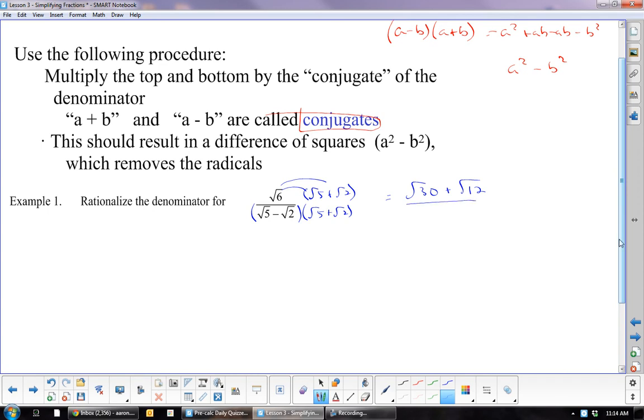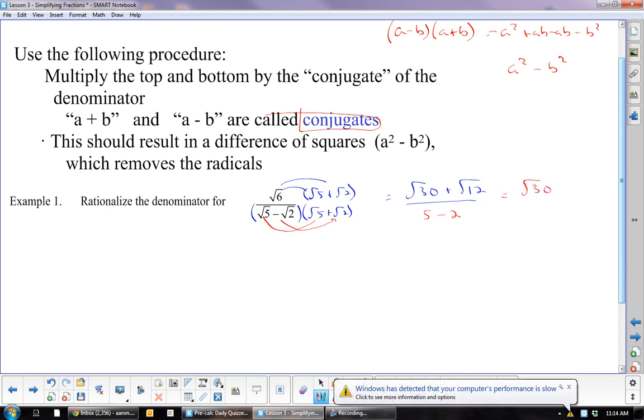And root 30, any perfect squares in there? No. How about root 12? 4 times 3, right? So the 4 can come out, become a 2. So plus 2 root 3 all over 3. So again, review, right? You have to do radicals in grade 11 as well.